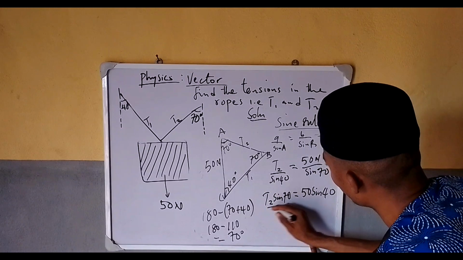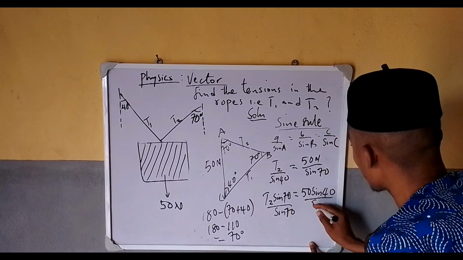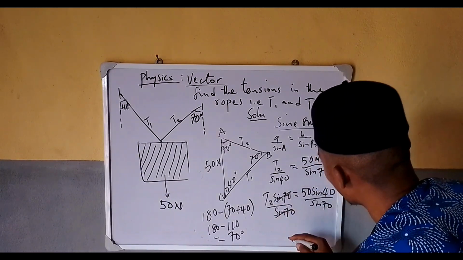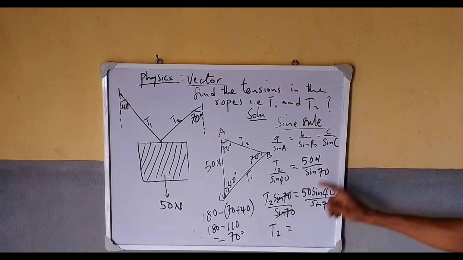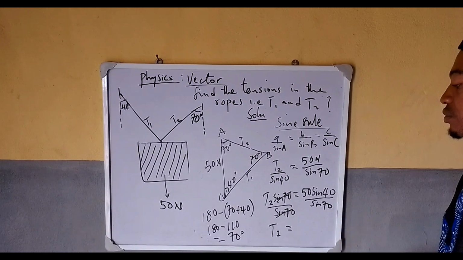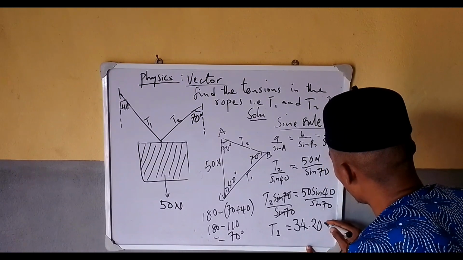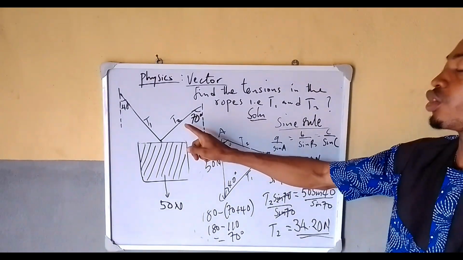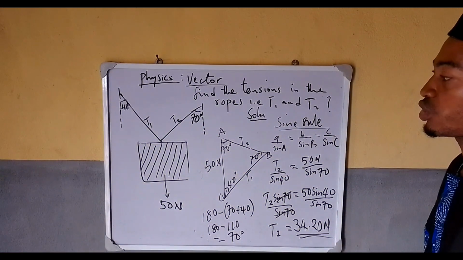So divide both sides by sine 70. Sine 70 cancels sine 70, and we are left with T2. Then press your calculator: 50 sine 40 divided by sine 70. That gives 34.20 Newton. So the force on the second rope here, T2, is 34.20 Newton.